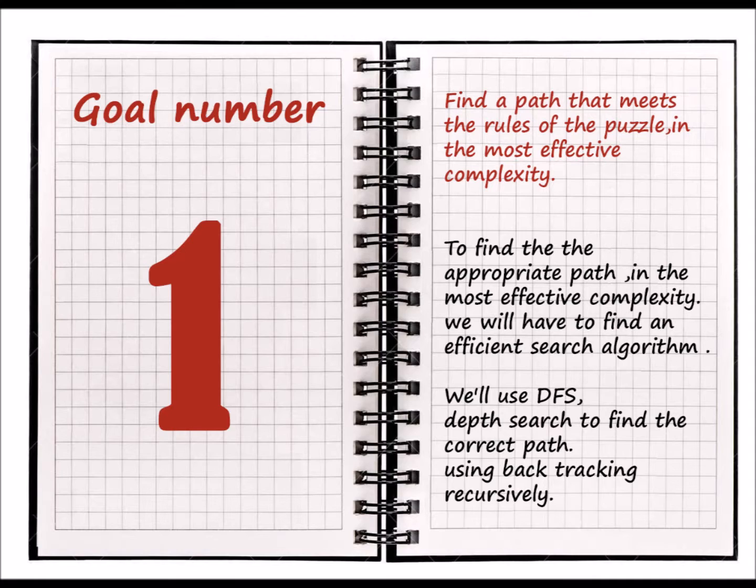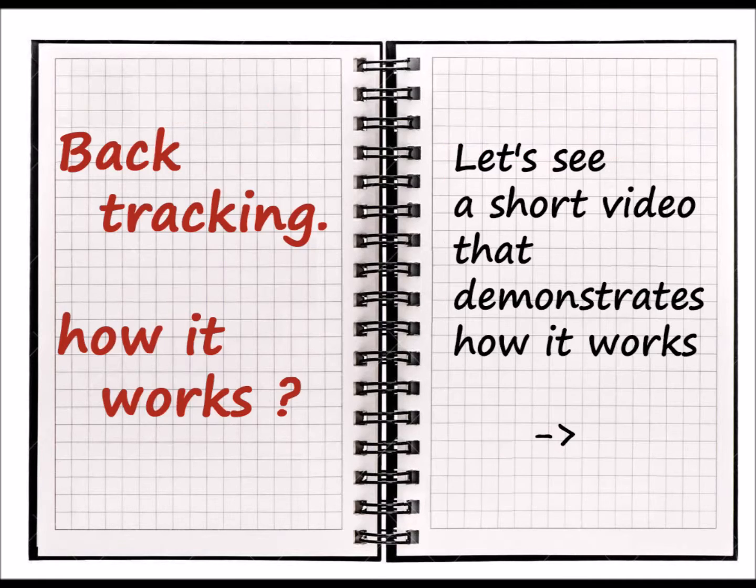Find the path that meets the rules of the puzzle in the most effective complexity. To find the appropriate path in the most effective complexity, we will have to find an efficient search algorithm. We will use DFS, depth-first search, to find the correct path using backtracking recursively. Backtracking, how it works. Let's see a short video that demonstrates how it works.